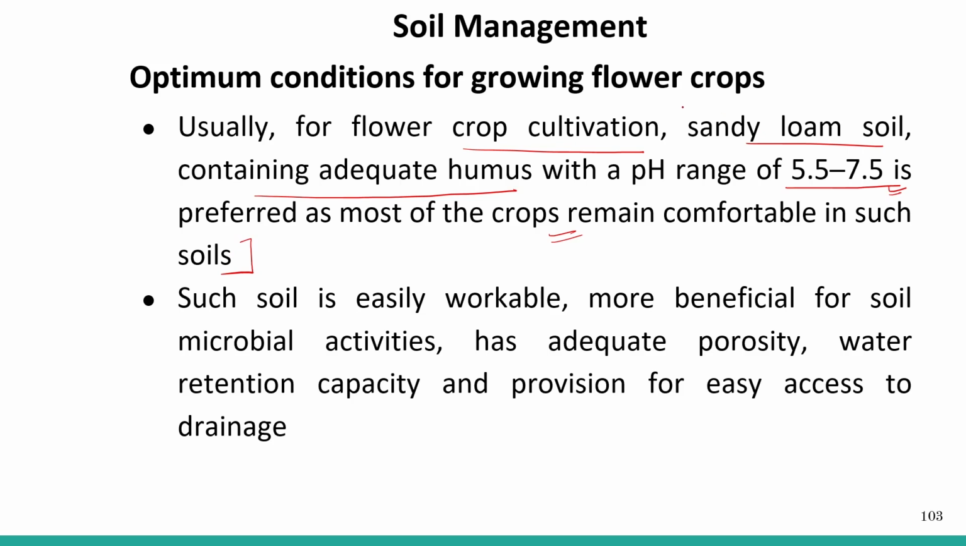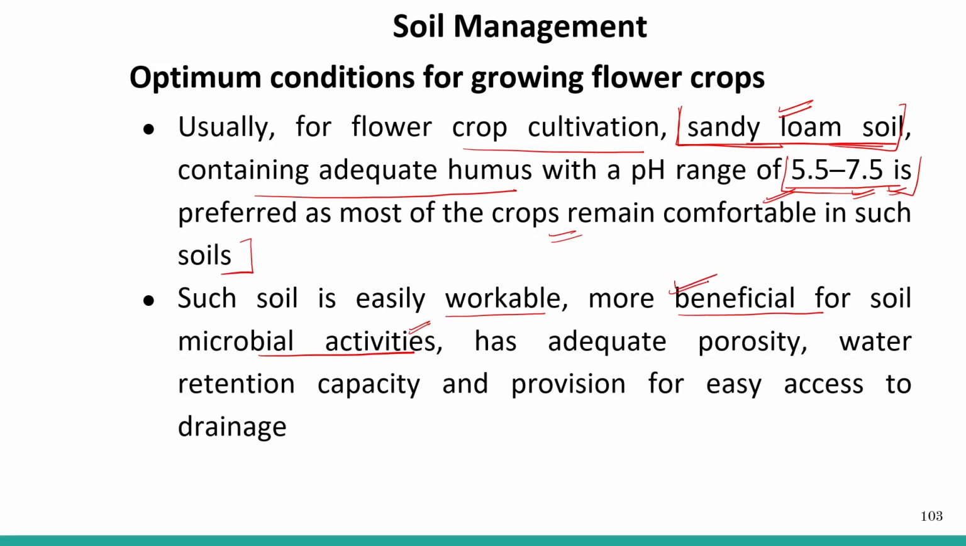So they require sandy loam soil. Okay, so this is the type of soil required by the flowering plants. And the pH is around 5.5 to 7.5, so it is slightly acidic to slightly basic. Okay. So such soils are easily workable and more beneficial for soil microbial activities. At this particular pH, the microbes are quite active and present in the soil, right?